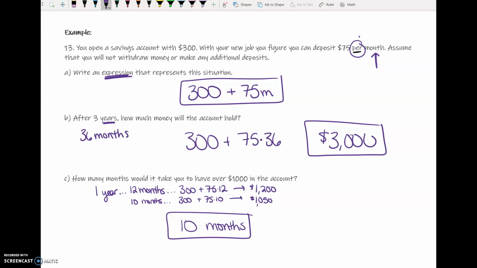For part B, you got 3,000. For part C, I thought, well, if 3 years is 3,000, I'm going to try 1 year. 1 year was over 1,000, but I want to get a little bit closer. So then I tried 10 months, and I got 1,050. So I believe 10 months. After 10 months, we would have over $1,000 in the account.